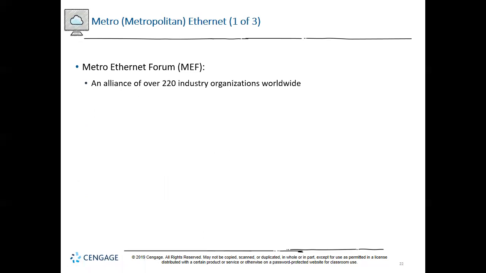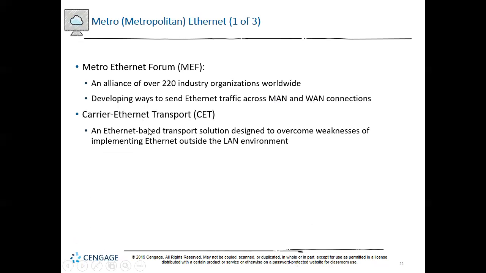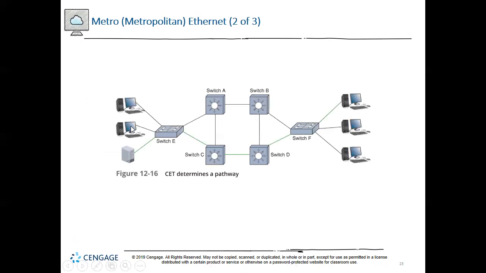Metro Ethernet Forum. Different organizations make this possible. Traffic for LAN and WAN, so that's going to be over greater distances than your standard local area network. Ethernet best transport. Okay, so I'm just reading slides at the moment. I'm getting tired of this.